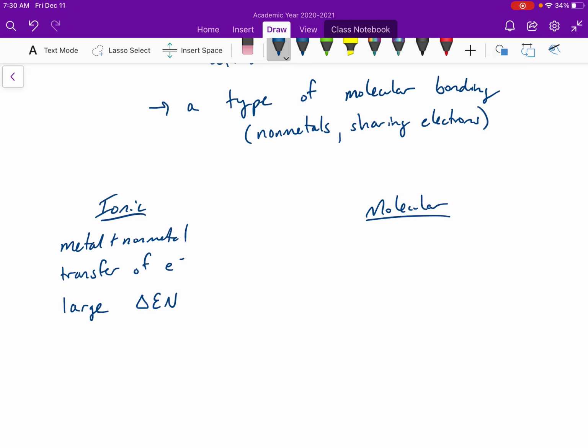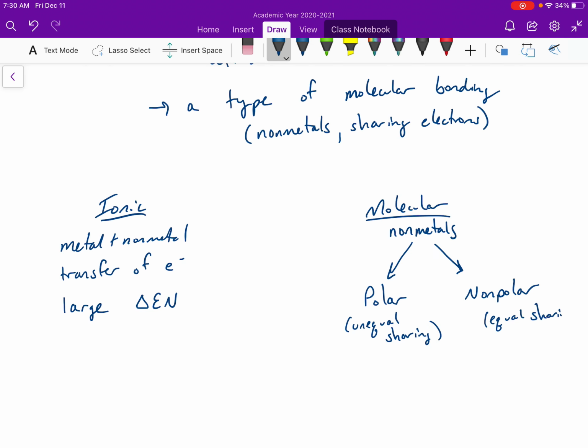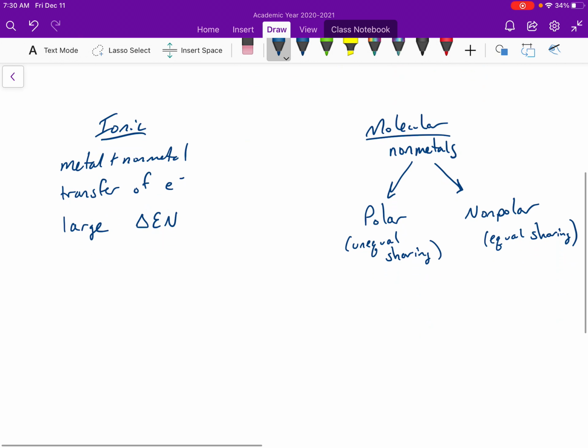Now, molecular compounds, if you remember, are non-metals, right? But we now have two kinds. We can either be polar or non-polar. Polar simply means unequal sharing. Non-polar means equal sharing. So how do we know if it's going to be equal sharing or unequal sharing? Well, we look at the delta electronegativity.